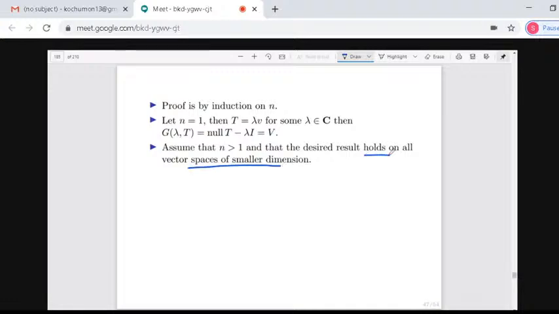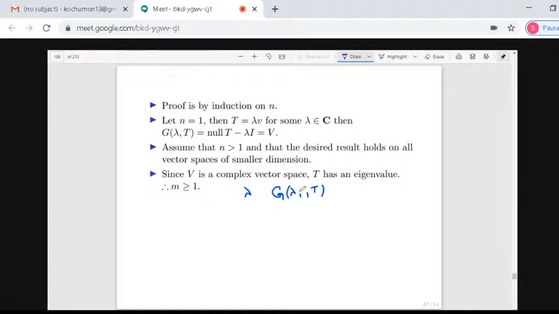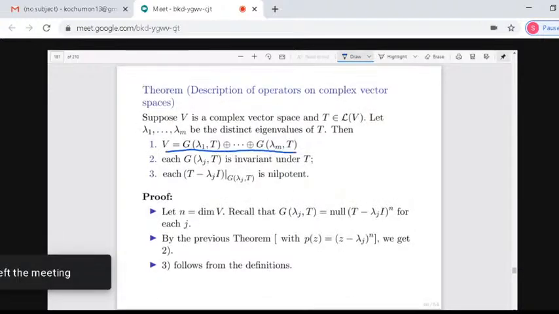This is the induction hypothesis. Since V is a complex vector space, T has an eigenvalue, as we have seen in lecture 2. Therefore there exists G lambda 1 T, and so on. There are some eigenvalues; at least one is there. Therefore, at least one eigenspace is here. This m is greater than or equal to 1, which is what I showed first, because there exists an eigenvalue.